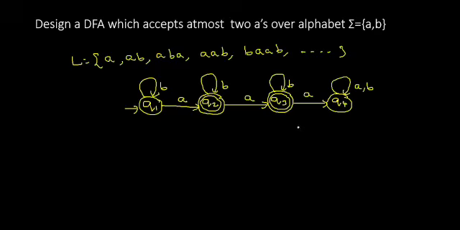Now this is the diagram for the DFA which accepts at most 2 A's. Now what is the other way of doing that?